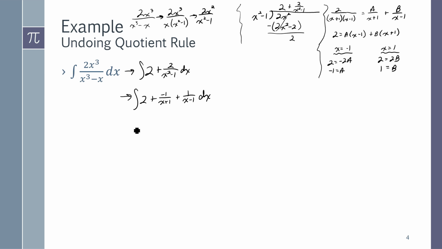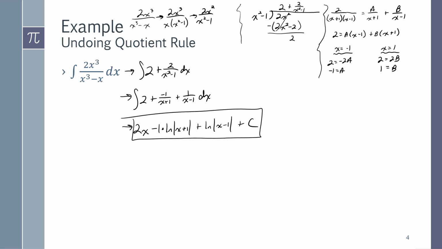Antiderivative of 2 is 2x. And I have the negative 1 times the natural log of the absolute value of x plus 1 plus the natural log of the absolute value of x minus 1 plus c. And there is our answer.